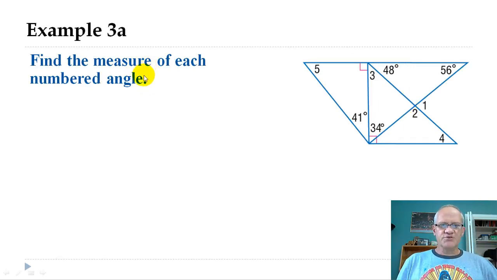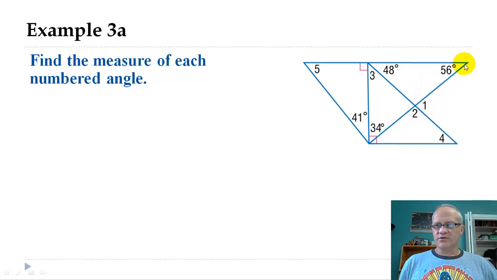All right, find the measure of each numbered angle. Whoa, okay, this looks a lot more complicated here. Now, doesn't it? Look at all these angles, look at everything. All right, well, let's just go through one by one and figure out each angle, okay? All right, well, where could we start? Well, why don't we start with angle 1 right here? Let's start with angle 1.